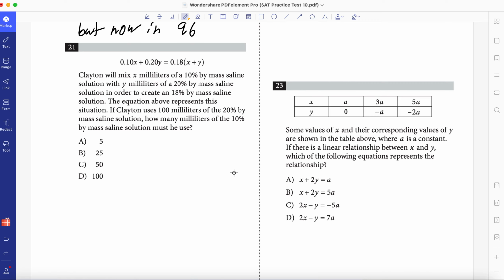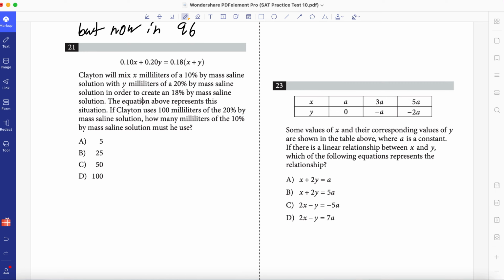So for number 21, Clayton will mix X milliliters of a 10% biomass saline solution with Y milliliters of a 20% biomass saline solution in order to create an 18% mass saline solution. The equation above represents the situation. If Clayton uses 100 milliliters of the 20% mass, how many milliliters of the 10% biomass saline solution must he use? So for this problem, the first thing that we'd have to do is just substitute in what we know.